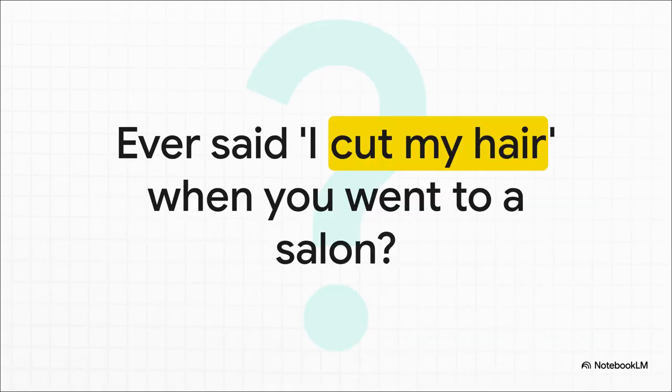So let me ask you this. Have you ever been in this exact situation? You tell someone, "Oh, I cut my hair." But what you really mean is you went to a salon and paid a professional to do it. It's super common. And this is the perfect example of where a causative verb makes you sound way more precise and, well, more like a native speaker. It's a tiny change, but wow, it makes a big difference.